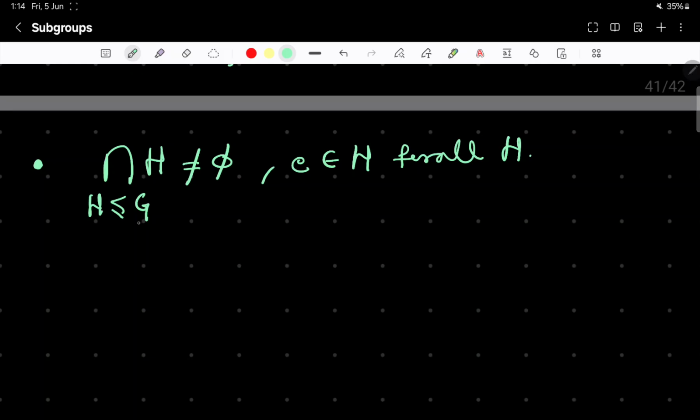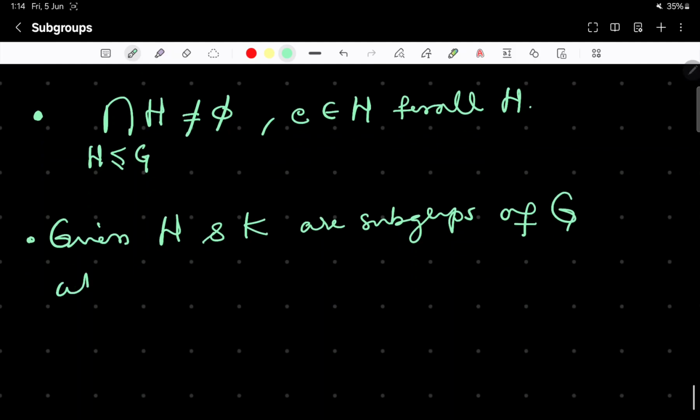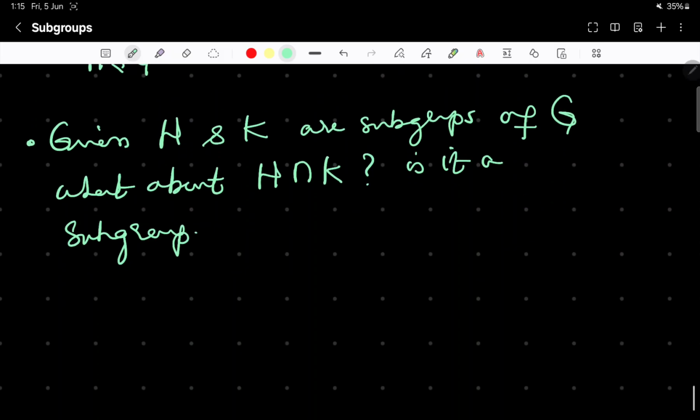Now my question is, what about the intersection? Given H and K are subgroups of G, what about H intersection K? Is it a subgroup? So let's see, it is in fact. So how do you prove it?